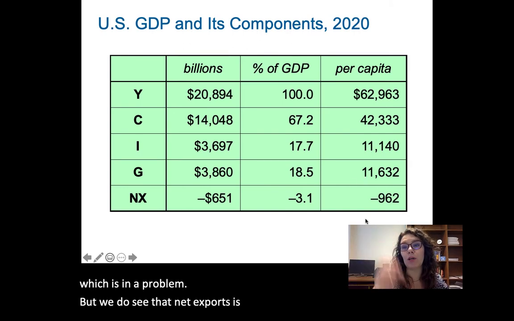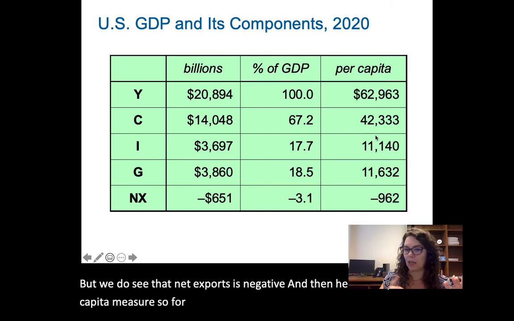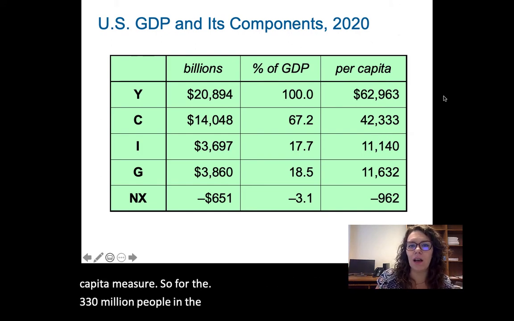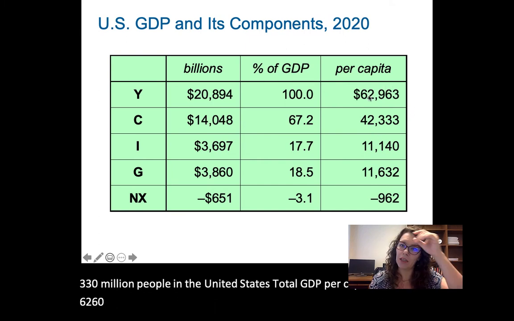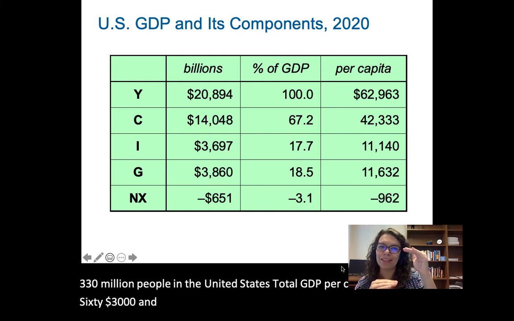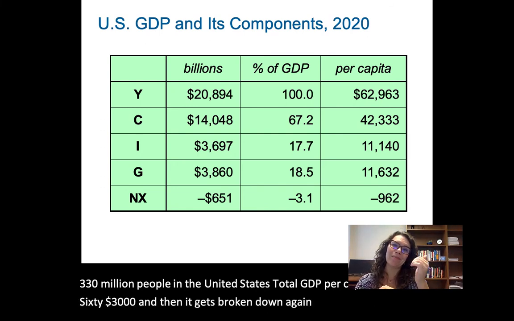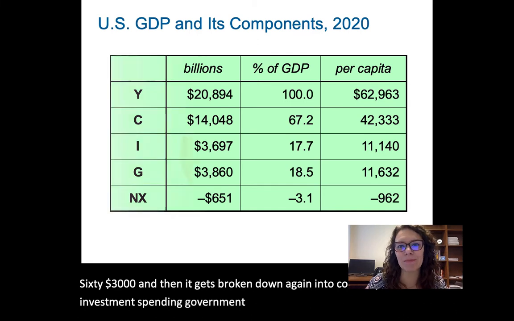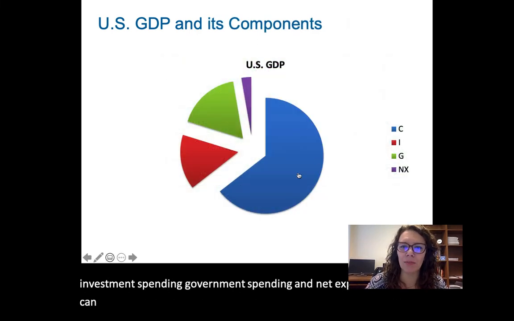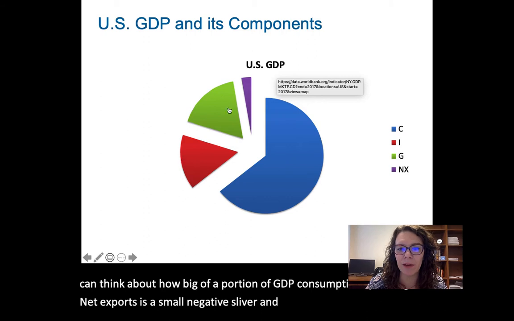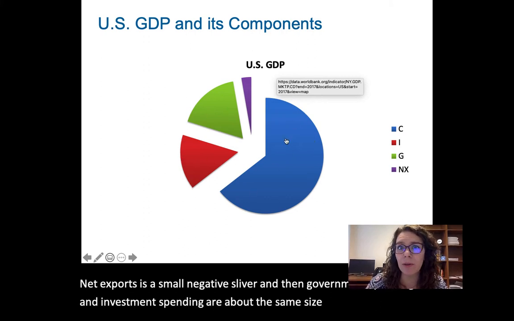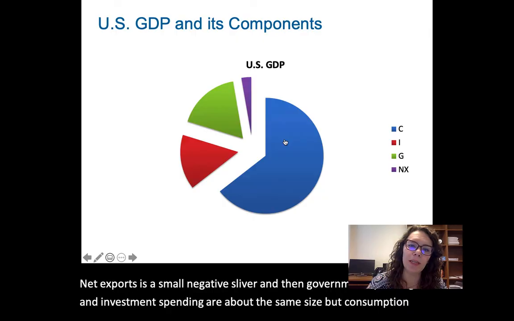And then here's the per capita measure. So for the 330 million people in the United States, total GDP per capita is about $63,000. And then it gets broken down again into consumption, investment spending, government spending, and net exports. And so we can think about how big of a portion of GDP consumption spending is. Net exports is a small negative sliver, and then government spending and investment spending are about the same size. But consumption spending is about 2/3 of US GDP.